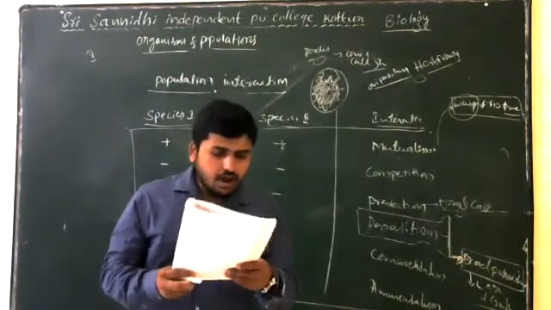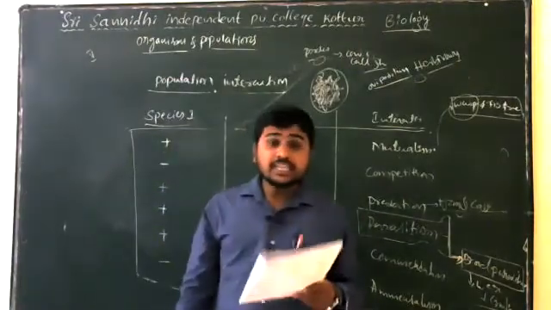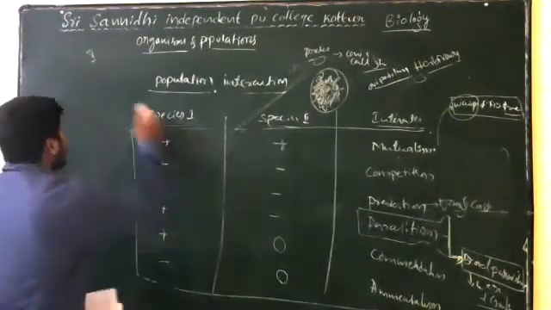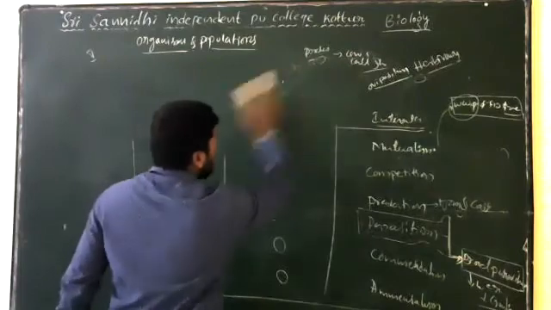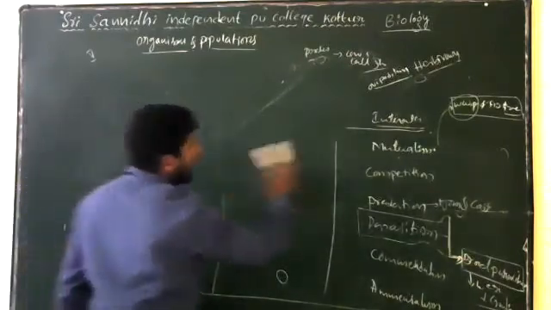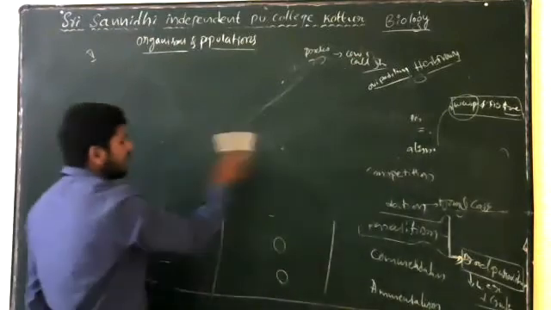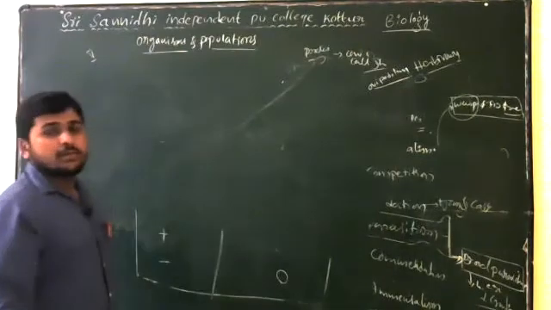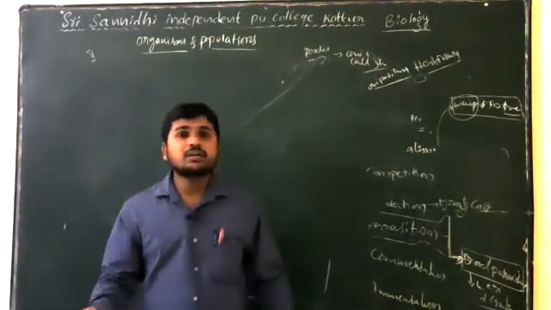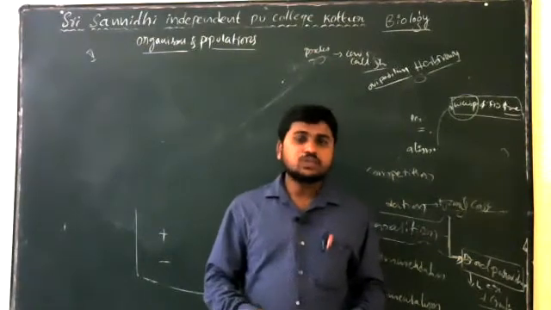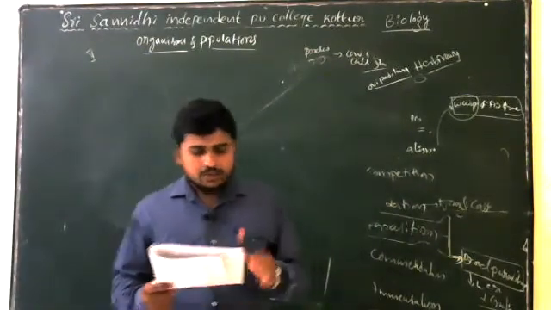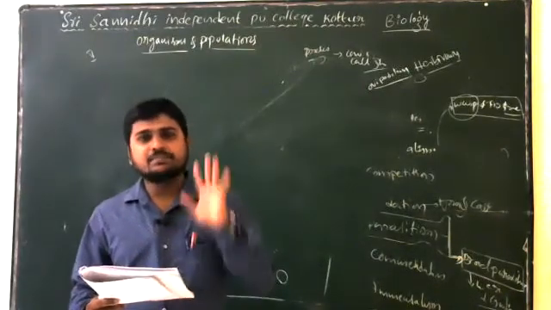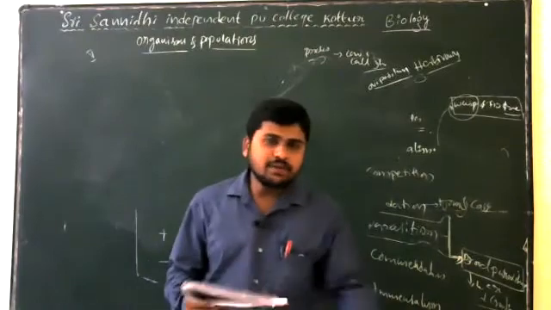Next, orchid and mango tree. That is an example for commensalism. Orchid grows on the branch of the mango tree, where the orchid gets benefited by absorbing nutrients from the mango tree branch, whereas the mango tree is neither benefited nor harmed. It shows neutral. So orchids on mango tree is an example for commensalism. Remember.